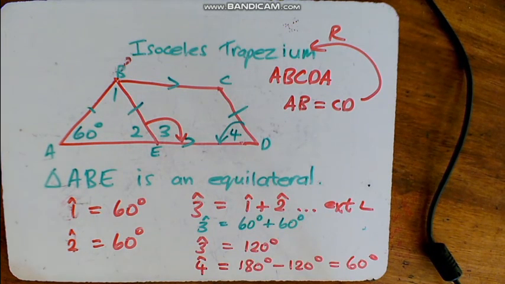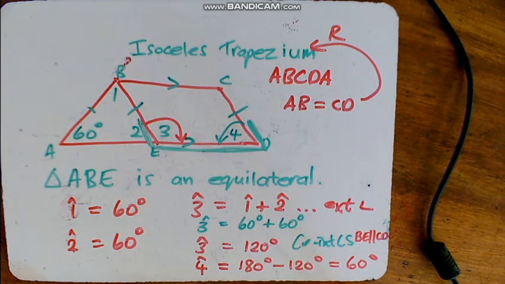Right, angle 4 is equal to 180 minus 120 is equal to 60. And don't forget our reason there will be BE is parallel to CD, co-interior angles. You might be saying, which co-interior angles? Let's look at it. Right, angle 3 and angle 4 are co-interior, okay? So you can see I've marked it in green, highlighting the co-interior angles.